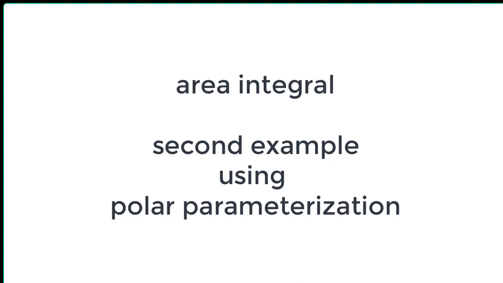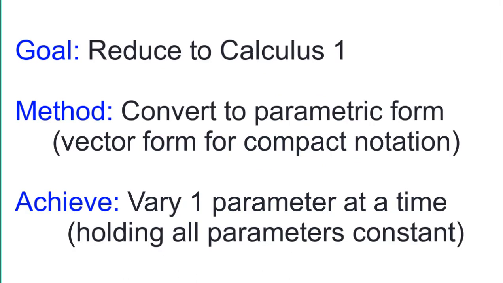In this second example, we'll basically be doing the same thing, but slightly more complicated. So it's Calc 1, with the idea: vary one parameter at a time, one variable object, Calc 1.